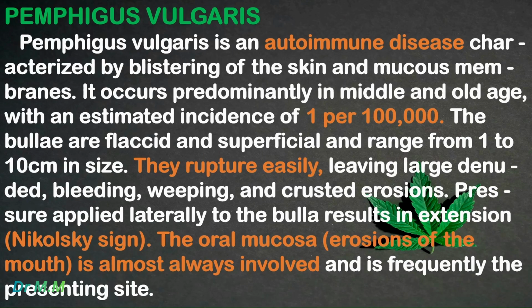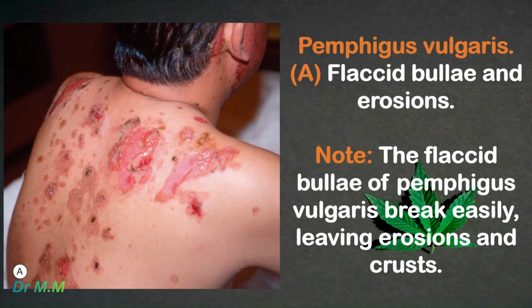Pemphigus vulgaris. Pemphigus vulgaris is an autoimmune disease characterized by blistering of the skin and mucous membranes. It occurs predominantly in middle and old age with an estimated incidence of 1 per 100,000. The bulla are flaccid and superficial and range from 1 to 10 cm in size. They rupture easily, leaving large, denuded, bleeding, weeping, and crusted erosions. Pressure applied laterally to the bulla results in extension, the Nikolsky sign. The oral mucosa is almost always involved, with erosions of the mouth frequently the presenting sign.